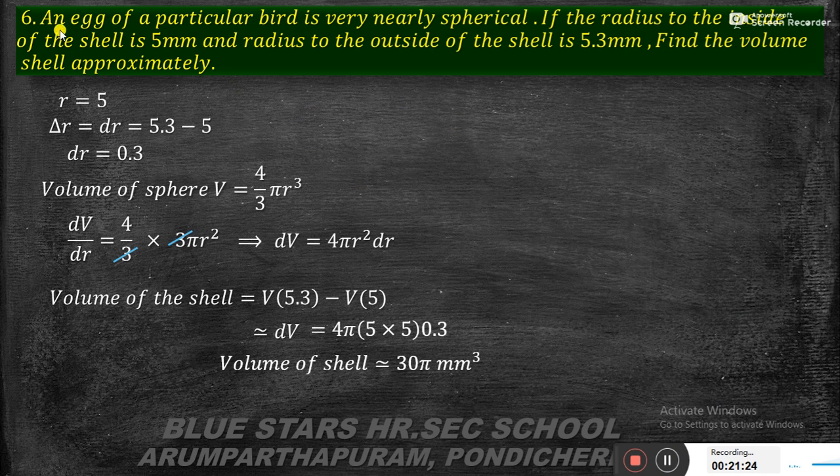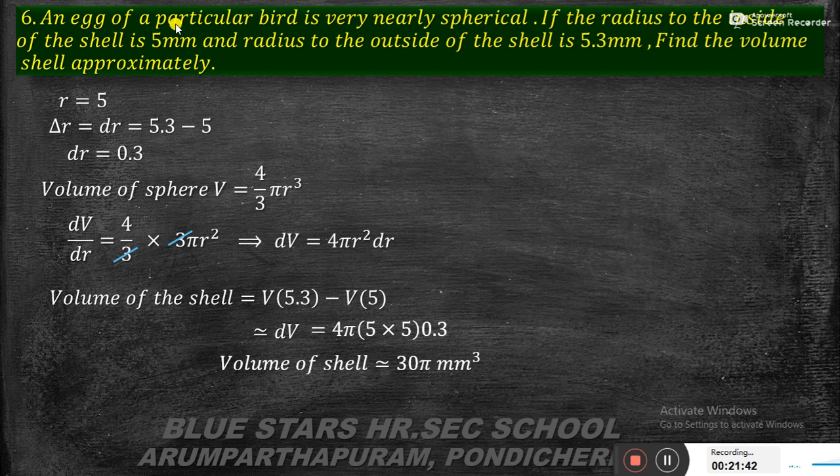So now we discuss the sixth problem. An egg of a particular bird is very nearly spherical. If the radius to the inside of the shell is 5 mm and the radius to the outside of the shell is 5.3 mm, find the volume of the shell approximately.